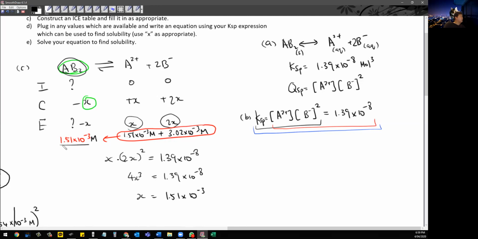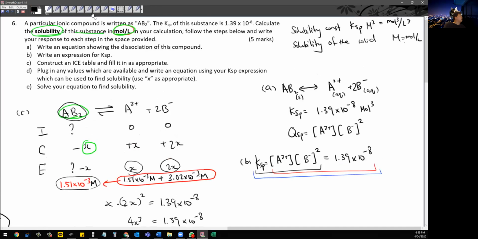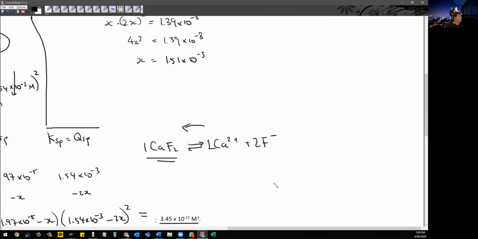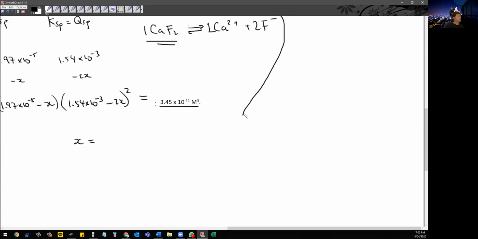That's what it means by the solubility of this solid. How much of it is dissolved? That's what they're talking about. So you solve your equation to find the solubility, right? That's why you see how in this question also they're missing the volume. They don't talk about volume, they just talk about concentration.